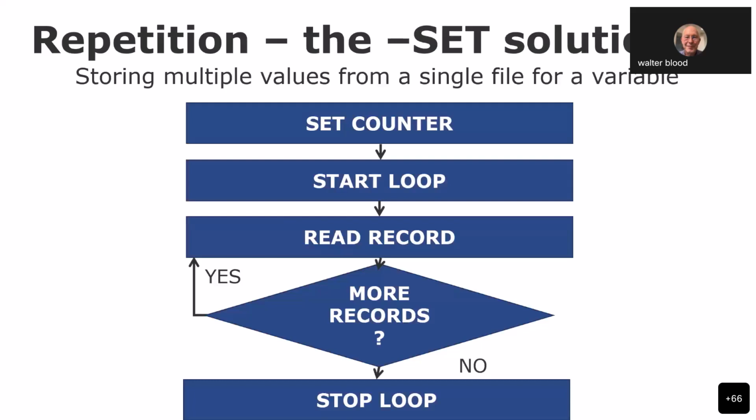We set up a counter, we start a loop, which basically means we set some label to indicate the top. We do something. In this case, we read a record. And then we do some sort of a test. Are there any more records to read? If yes, we go back and read the record again. We read another record. We do that until there are no more records, at which point we stop the loop. All right. That's the basic idea behind what a loop looks like.